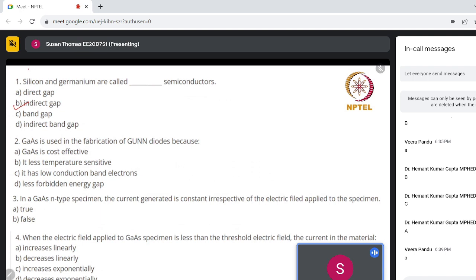you all know that this is something around 1.2 electron volt, and this is something around 0.7 electron volt. So gallium arsenide has a much smaller forbidden energy gap, due to which it is being used in the fabrication of Gunn diodes. So gallium arsenide is used because of the smaller forbidden energy gap, and also because it is a direct band gap semiconductor.